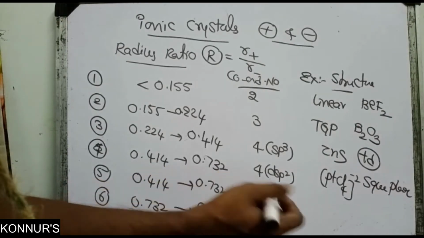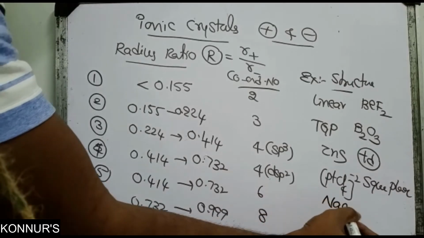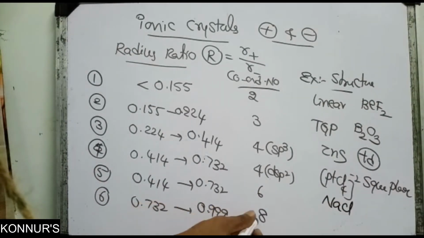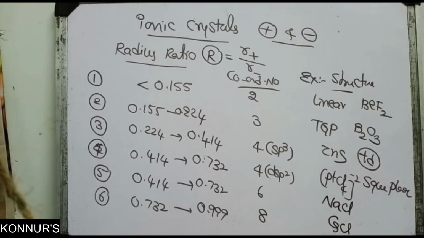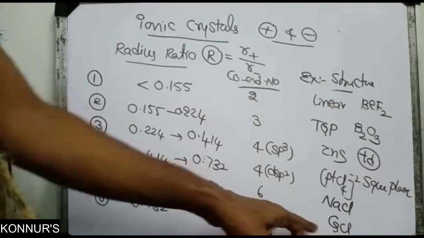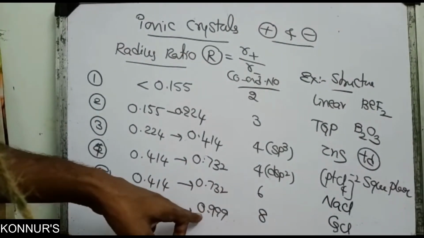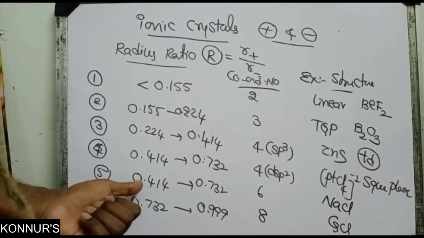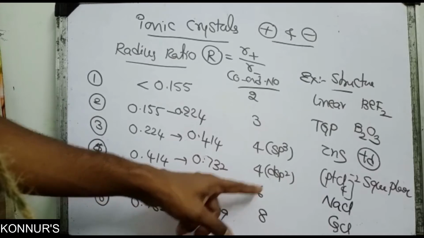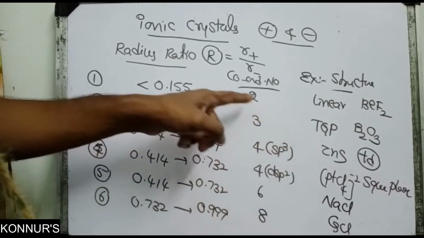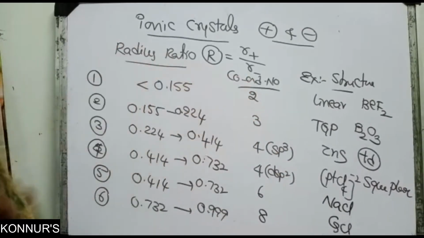Next, 6 means NaCl crystalline structure. Next, this coordination number 8 is cesium chloride. So this is also very important for entrance exams. Suppose cesium chloride, what is the radius ratio? In between these two, your answer will be there. Otherwise, they will mention the structure and ask what the coordination number is, or what the example is. So everything, one important question here.